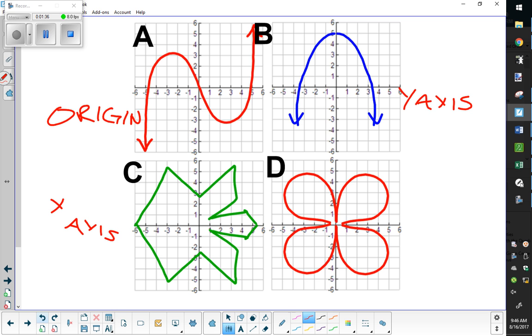Letter D, this is the one we had some issues with. What type of symmetry is letter D? It is all of them. A couple of you only had X and Y. If it's X and Y, it's got to be origin. Opposite quadrants look the same. This quadrant looks like that quadrant. This one I could fold over. This one I could fold up, and they would all match up.